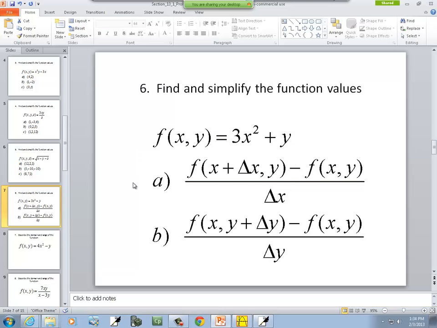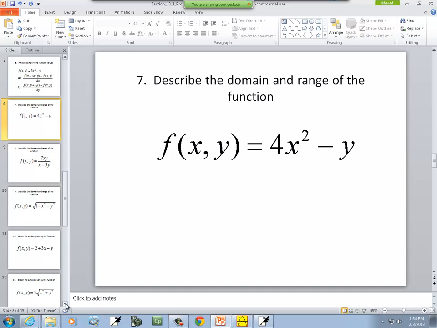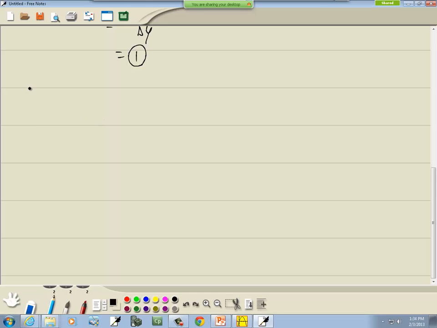The next problems talk about the domain and range. Now we're not going to focus so much on the range as we are the domain, so that's mainly what we'll take a look at. We'll talk a little bit about the range, but if you remember about your domain, we had some different items we need to worry about.